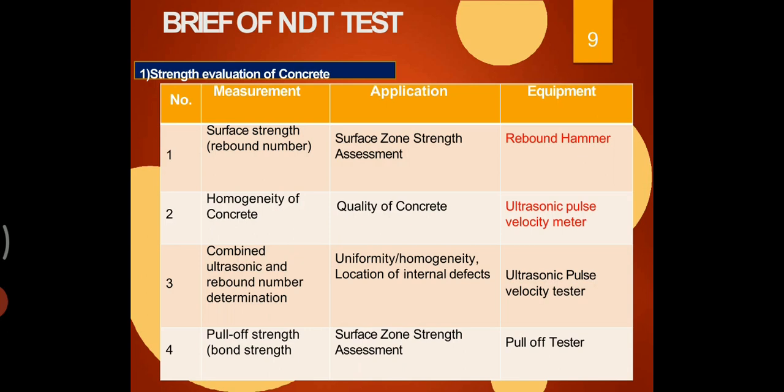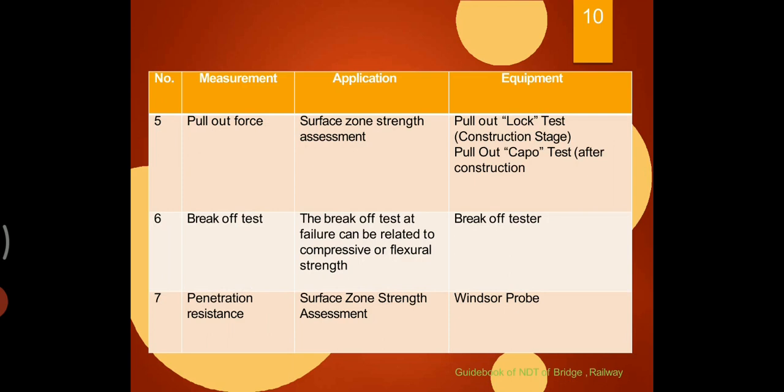Then combined ultrasonic and rebound hammer determination, to determine the uniformity, homogeneity, and location of internal defects, whether any internal cracks have formed or not. Then we go for both the ultrasonic pulse velocity tester and the rebound hammer. Then pull off strength. This is the surface zone strength assessment. Here we use the pull off tester. Then pull out force, also for surface zone strength assessment.